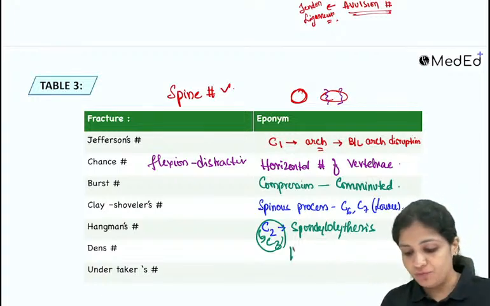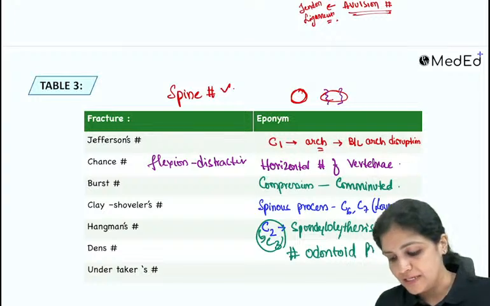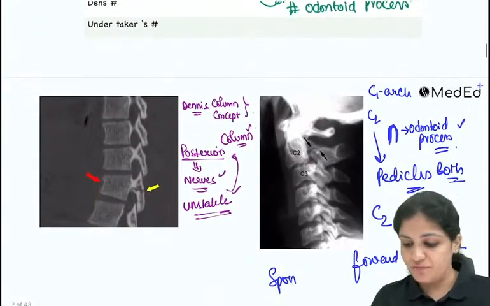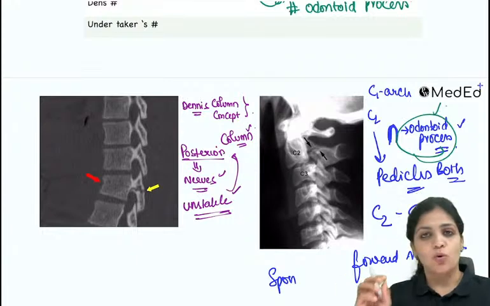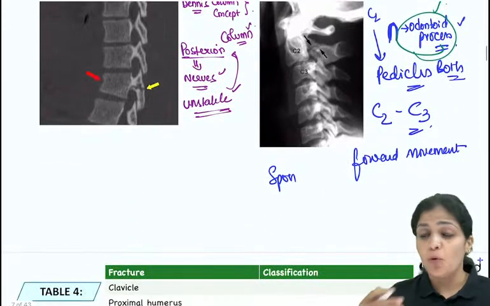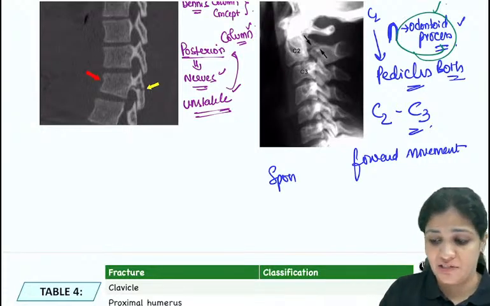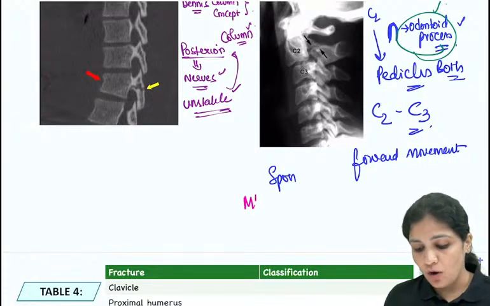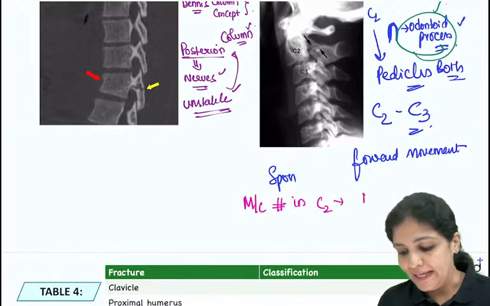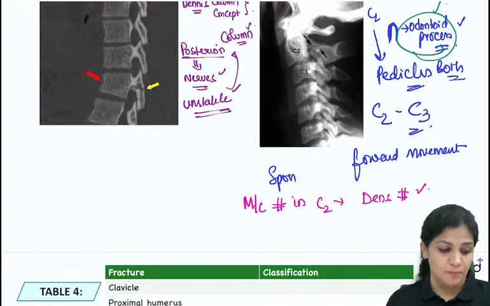Simple fracture of the odontoid process is called the dens fracture, right? And now, which is the most common one? Do you see dens fracture commonly or hangman's fracture commonly? So the most common fracture in C2 is the dens fracture, right? So dens fracture is the most common one.